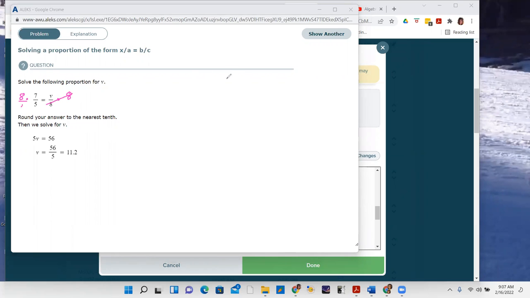Right, so in general, when you cross multiply and you do the 5 times the v and then equals 7 times 8, in effect, what they're doing is multiplying both sides by the 8 and then also multiplying both sides by the 5 to cancel that 5 on the bottom. Right, these fives here cancel. So you get 5v equals 8 times 7, or 56.